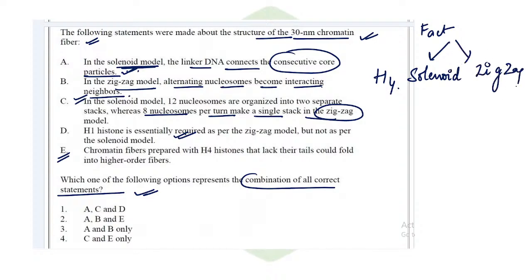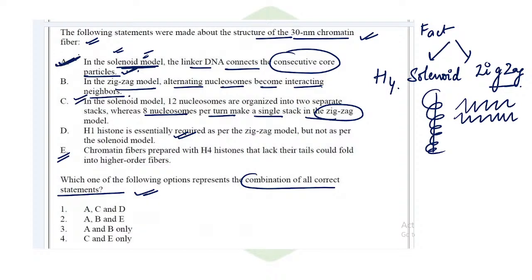Let's try to solve it out. Now, first one is in the solenoid model. What we have just studied in the solenoid model, you have the central axis and then the coiling getting done. Then you have the zigzag model in which you have the consecutive nucleosomes interacting with each other. So, first option, the linker DNA connects the consecutive core particle.